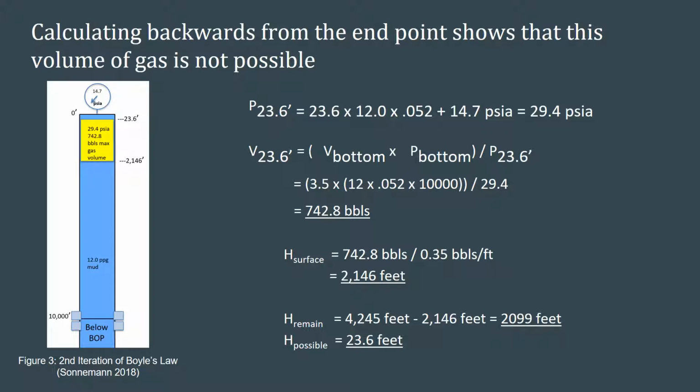This single calculation proves that the original calculated 4,245 feet is not possible in this riser. With the gas being much lighter than the 12 pound per gallon drilling mud below it in the column, the only way for the column to expand would be upward. You can see that there is only 23.6 feet left in the riser for the gas to expand upwards, which is much smaller than the 2,099 additional feet that the column would need to expand to meet the results of the first Boyle's law calculation.